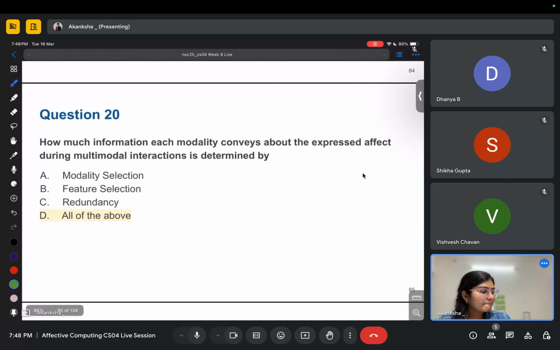So how much information each modality conveys is determined by modality selection. I think it should be modality selection in my opinion, but the others are not directly related to this, so we will check this out. However, in my opinion, it should be modality selection, of course, because we're just talking about the modality, right?